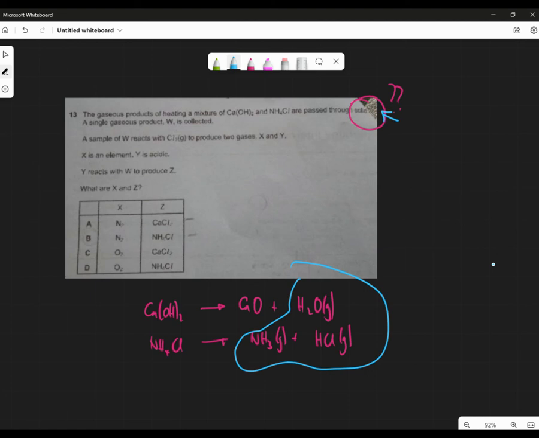A single gaseous product W is collected. A sample of W reacts with chlorine to produce two gases X and Y. Oh, I wonder what this is here. X is an element, Y is acidic. Y reacts with W to produce Z. I don't think I can do it until I know what this is here.